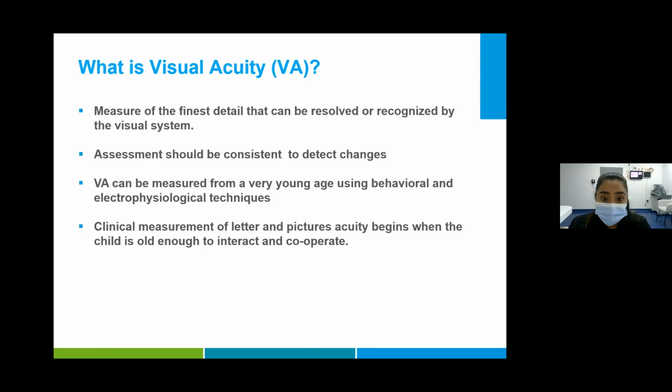It can be measured from a very young age using behavioral techniques such as fixing and following a light or an object, as well as by electrophysiology techniques. When a child is old enough to interact and cooperate, clinical measurements can be performed for the visual acuity, which are more accurate. The assessment should be consistent throughout a patient's appointments to detect any changes.